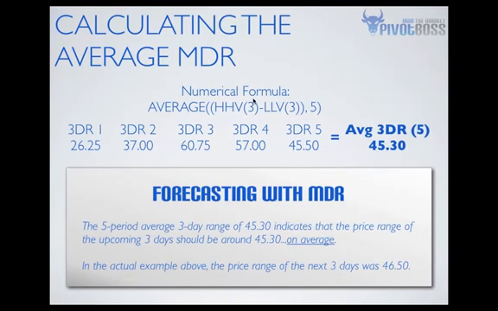If you look at the numerical formula here, you can see that all it is is the highest high value over the last 3 periods minus the lowest low value over the last 3 periods, averaged out for 5 periods. Do you want to do a 10-period average of the 3-day range?